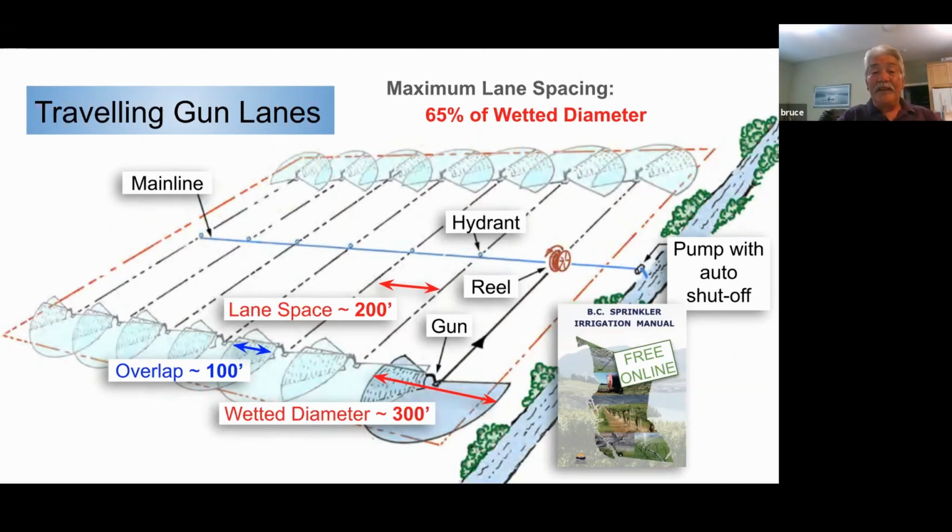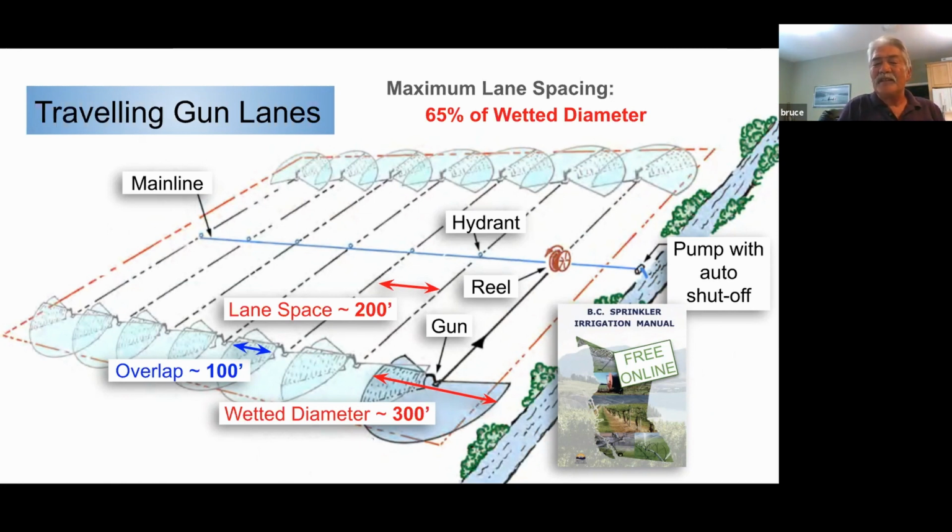So typically in utilizing traveling guns, depending on the size of the gun, you'll see lane spacing up to 200 feet. Where if we were looking at a sprinkler head that had, say, a 300-foot diameter, you wouldn't be at 180 feet at 60%. So they are stretched a little bit. I don't know if it's because it fits in easier with the aluminum pipe lengths and everything like that. But that is one of the reasons why traveling guns are not as efficient.